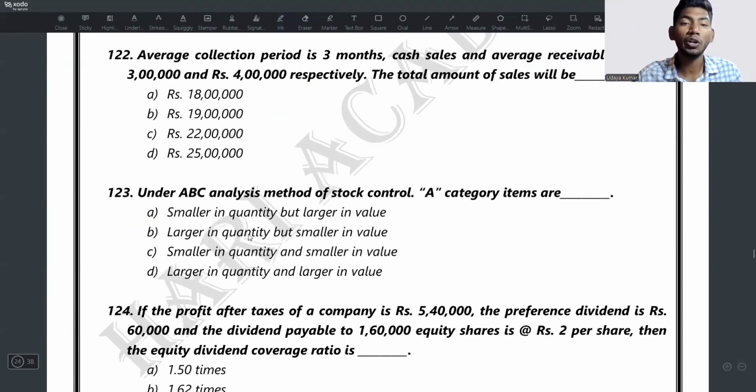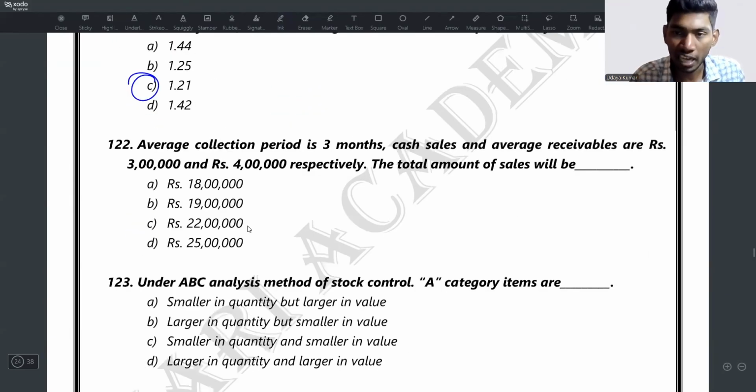So moving to question number 122. Average collection period is 3 months. Cash sales and average receivables are rupees 3 lakh and 4 lakh. What is the total amount of sales?